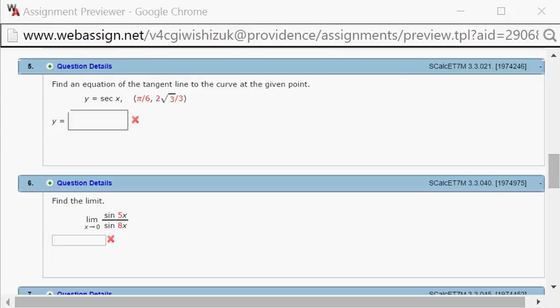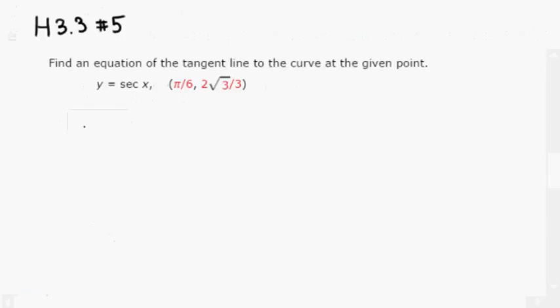Alright, let's look at homework 3.3, problem number 5. We want to find an equation of the tangent line to this curve at pi over 6 comma 2 square root of 3 over 3. So let's do that. We already have a point, so this is going to be our x1, y1. We just need to find the slope.